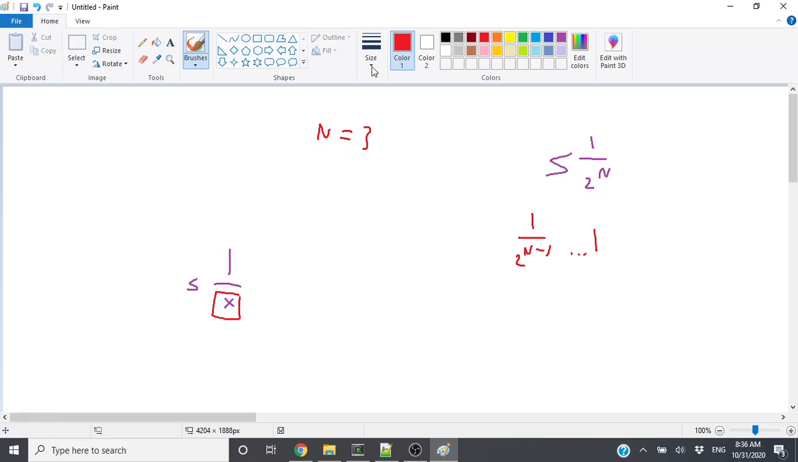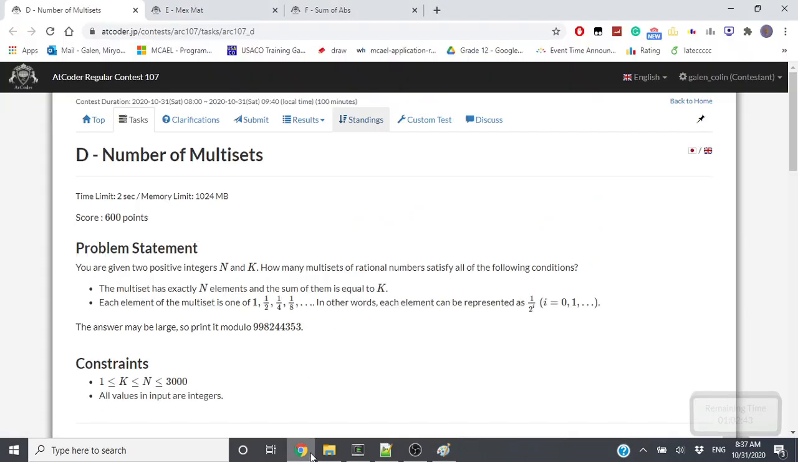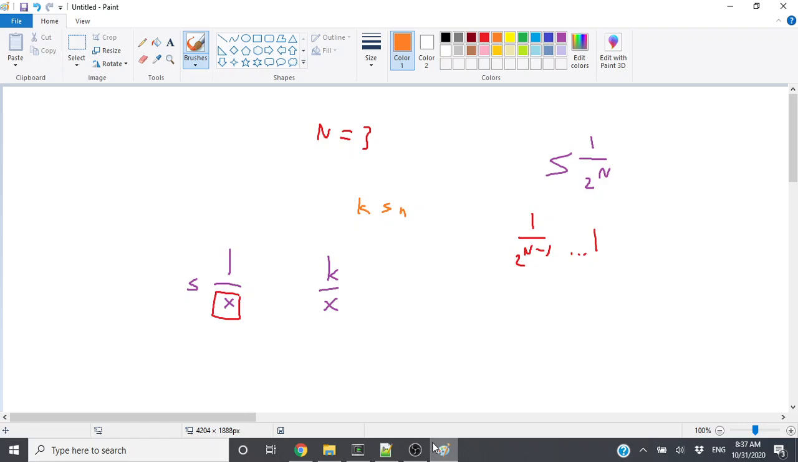Then we have some other number. Let's call it k over x. Now, the next part is that k is less than or equal to n, because all the numbers we've put down so far have been less than or equal to 1 over x. So this k can't be too big. That's another step. And then, what happens now? Will this help in any way? It's kind of a question.